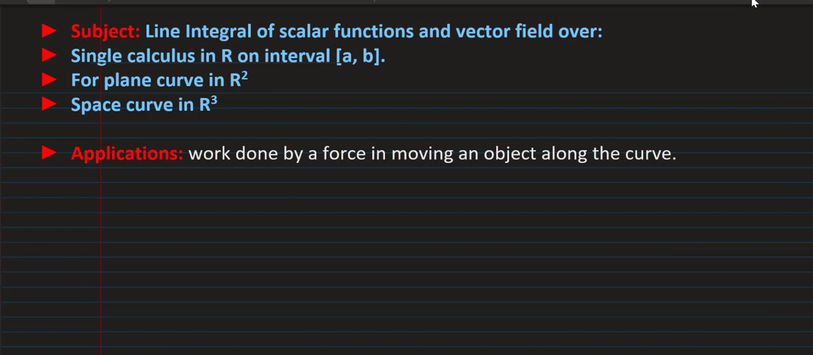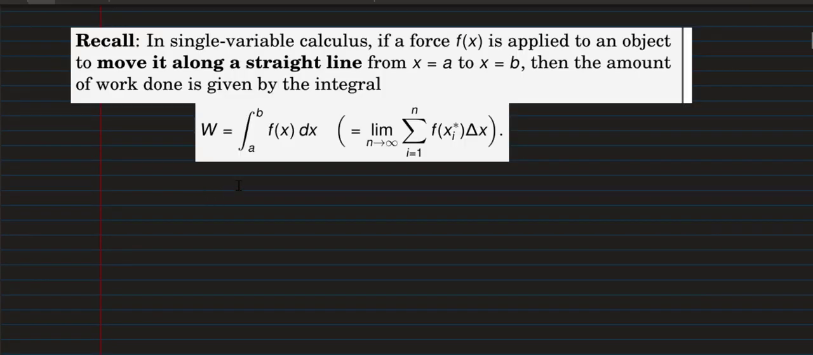The application of line integrals can be seen in the work done by a force in moving an object along a curve. In single-variable calculus, if we have a force defined by f(x) and we apply it on an object and move this object along the interval, for example from the point A to B, the work done is the multiplication of the force and the distance.